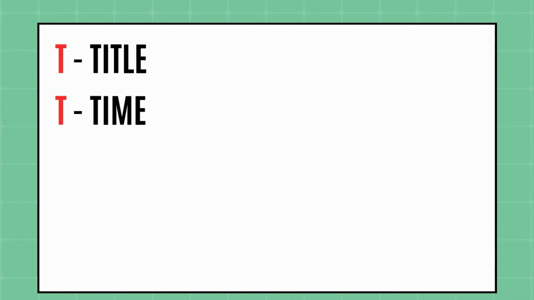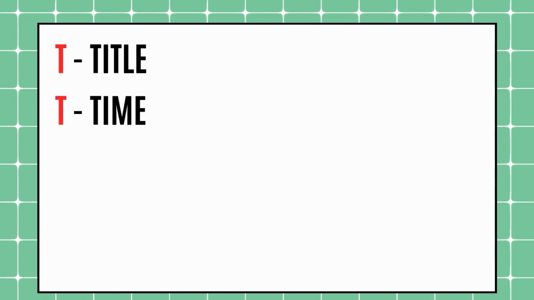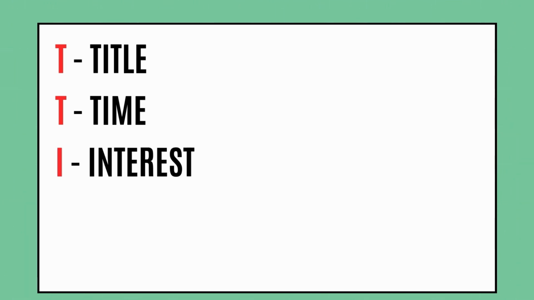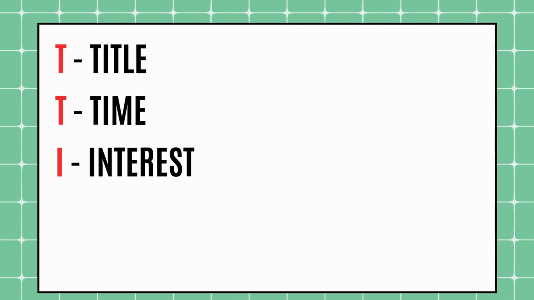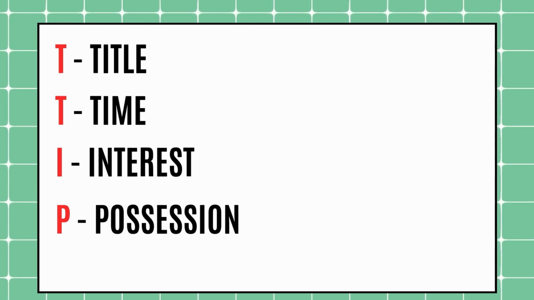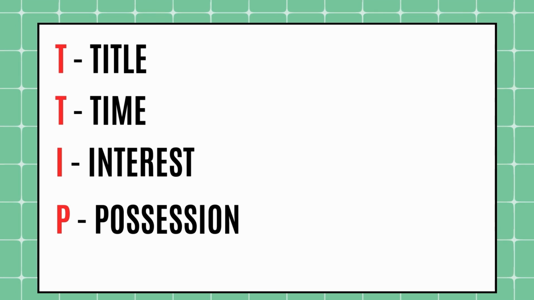T, title. All the property owners must appear on the title. T, time. The owners must all be written into the title simultaneously. I, interest. All the owners must have an equal share in the property. P, possession. All the owners have equal rights to live in or occupy the property.